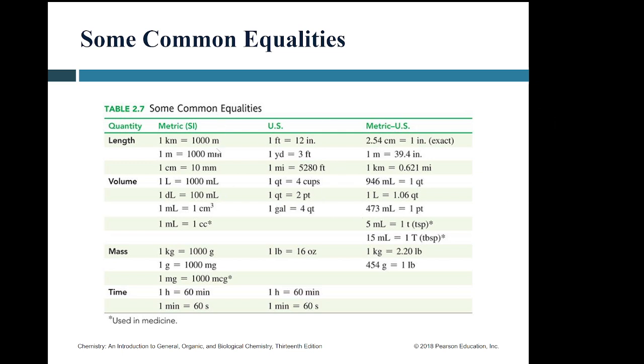So anyways, these are some of the metric length, volume, mass, time, and their equalities. These are the US ones. This is the metric to US. I don't really expect you to memorize a lot of these things. This would be a great place to use notes for common conversion factors that you might need. For example, something to convert between feet and meters or inches and centimeters, right?